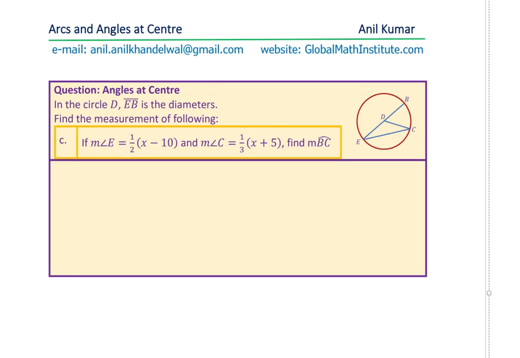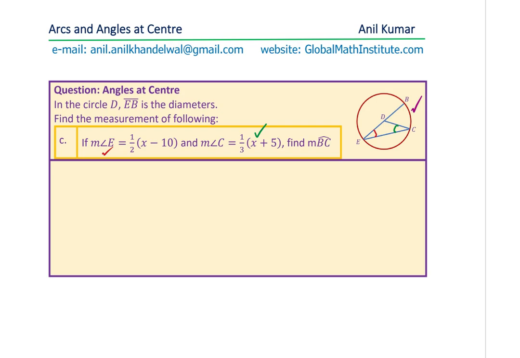Now let's look into the next example where we are given that measurement of angle E, that means this angle, is given to us as half of x minus 10. So that is given to us. And now we are also given that angle C is 1/3 of x plus 5. So angle C I will write here, which is given to us as 1/3 of x plus 5. And we need to find the arc BC. So we need to find the third thing, which is this particular arc BC.